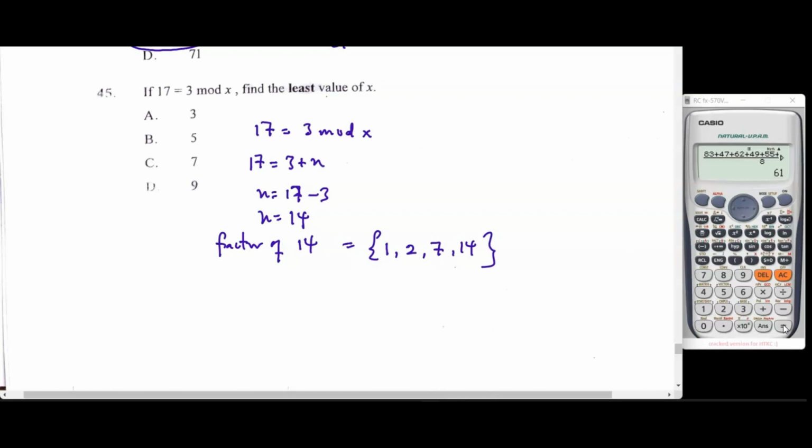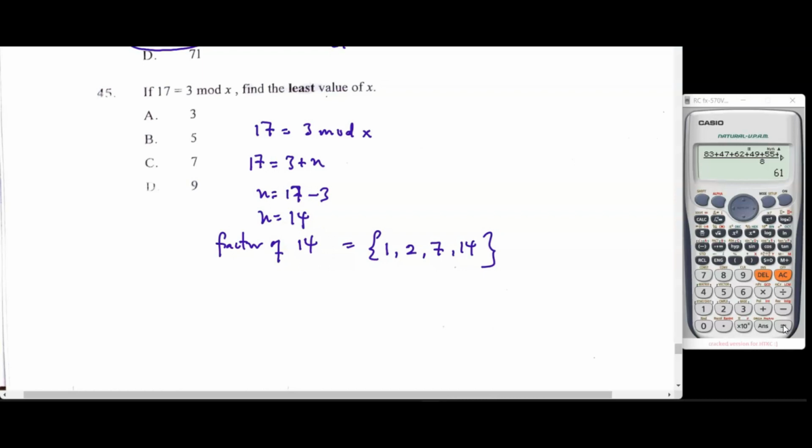Again, if you go to 2, if the mode is 2, now when 17 is divided by 2, what are we going to get? 2 will go into 17 how many times? 8 times. A remainder of what? 1. But what are we having here? We are having a remainder of 3. So it means 2 is not a possible solution for the mode. Let's come to 7 as a possible solution.